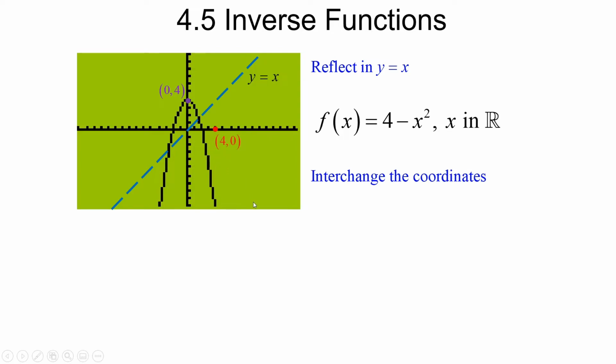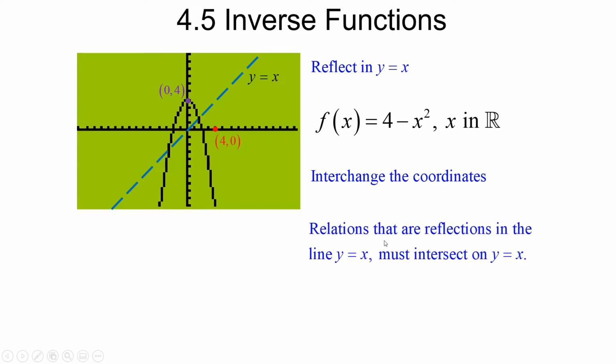Okay? And now, to reflect over that line y equals x, the other 2 points I would use are where my original parabola intersects with y equals x. So relations that are reflections in the line y equals x must intersect on y equals x. So I know I'm going to have another point right here and right there. Just like that. And with those 3 points, I can do a perfect parabola opening up to the left. Just like that right there.